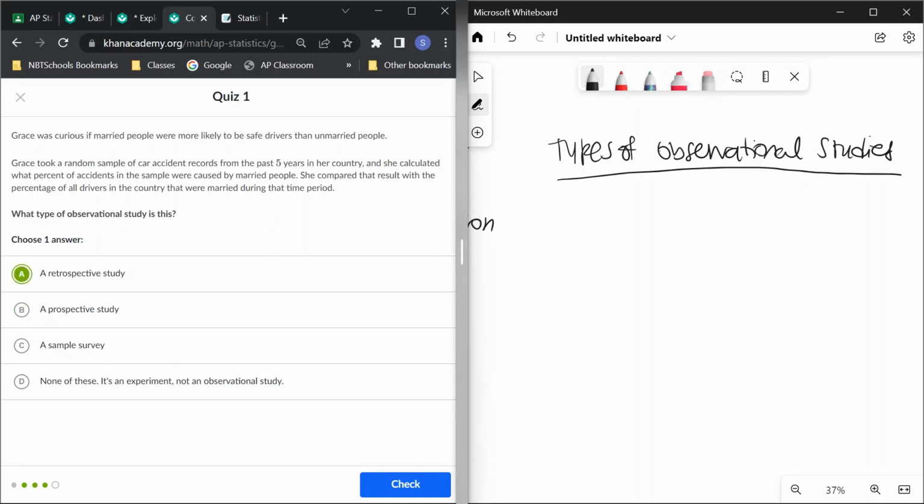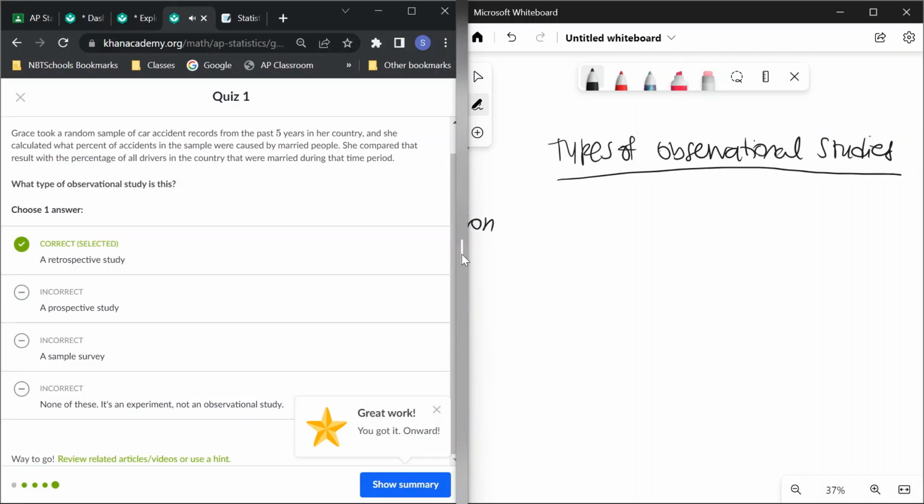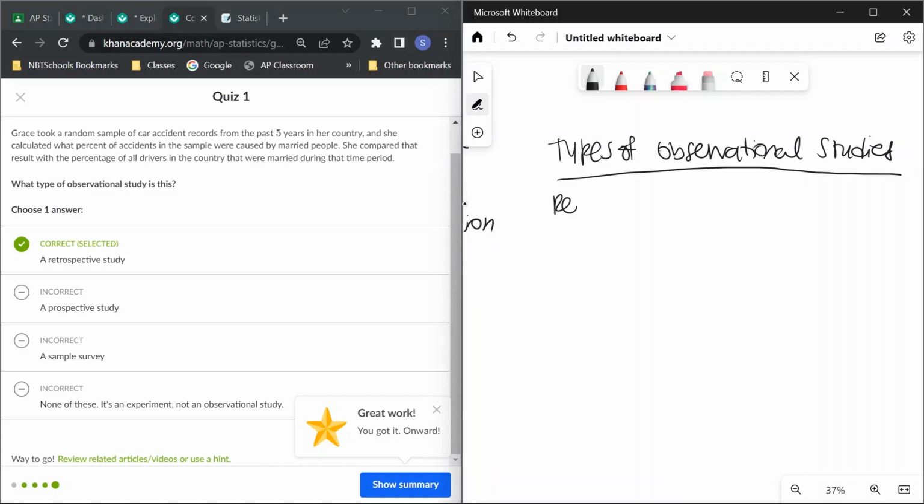Retrospective. Retro means back in the day, so yeah. I love how I know that. Retrospective study, because it's a study of the past. I just saw retro and I was like, back in the day. So what's retrospective?